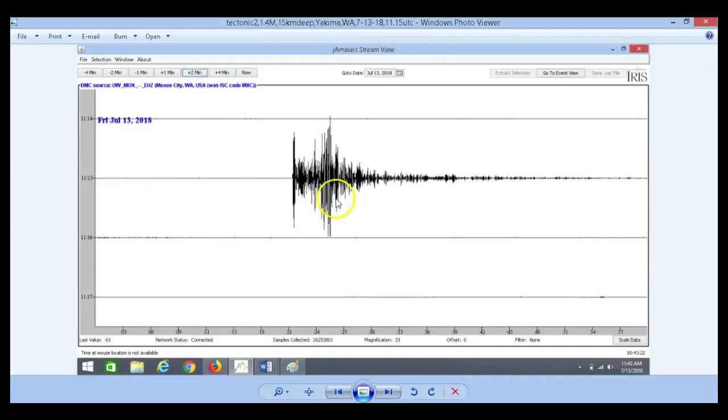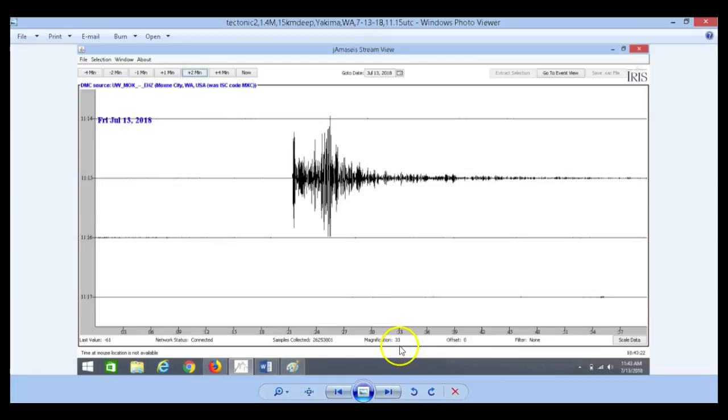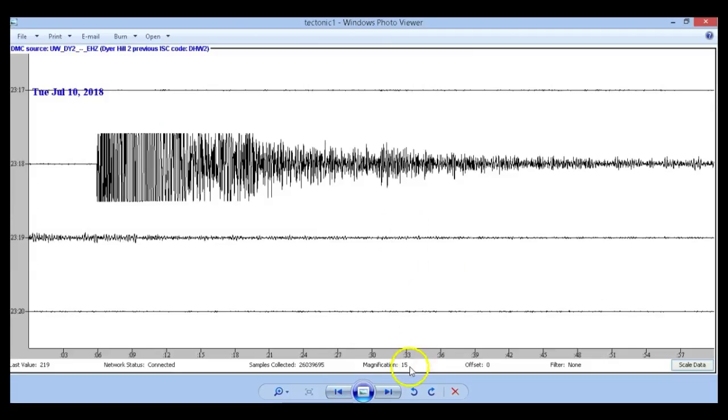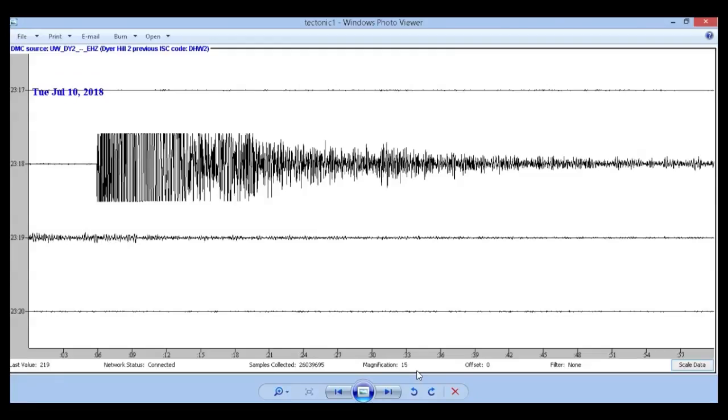Notice something. See here how it says the magnification is set to 33 right here? Well, the magnification here is set to 15. So the picture I just showed of the waveforms from the 1.4 earthquake at Yakima was enhanced to twice the size of the earthquake pictured here. Remember, always pay attention to time periods and magnifications if they are stated.